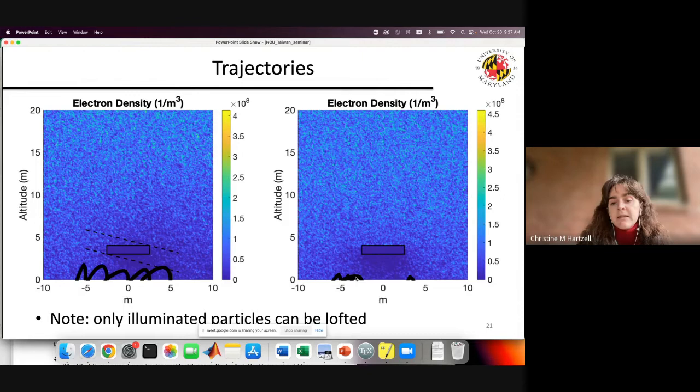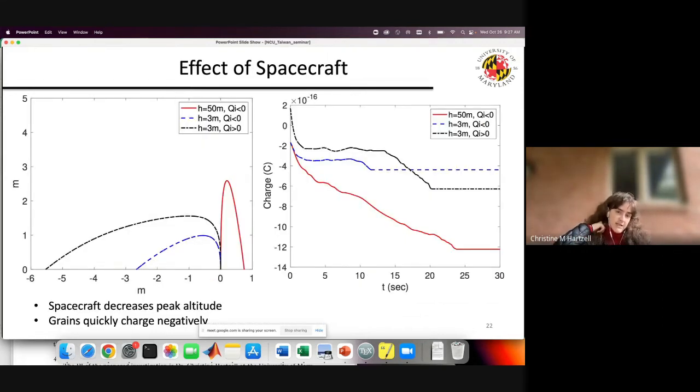And then for the high noon case, we loft particles outside of the shadow of the spacecraft. And we see in all of these cases that the particles stay pretty close to the surface, and they are repelled from the wake of the spacecraft. All right, now we'll look at the effect of the spacecraft more directly.